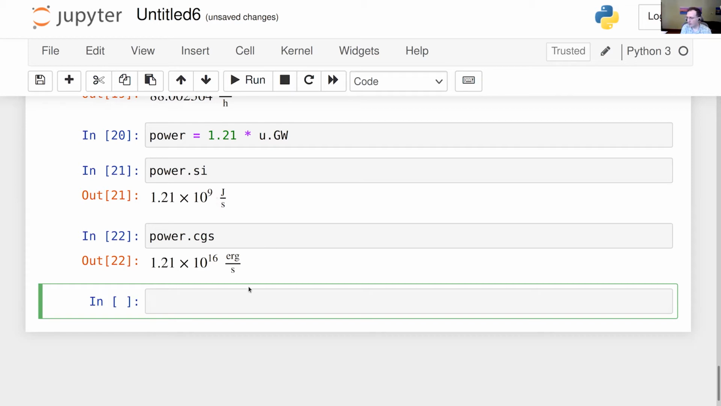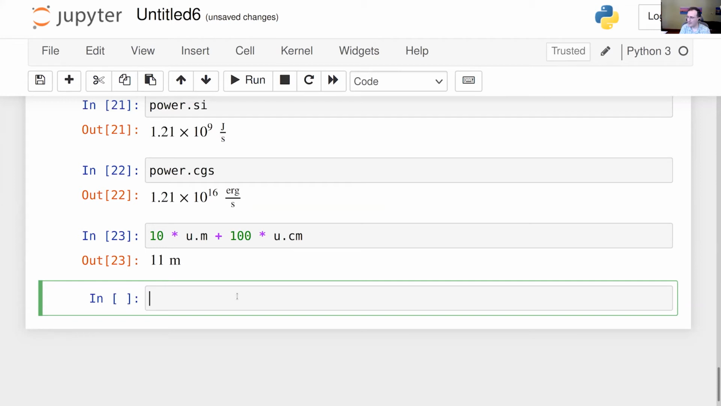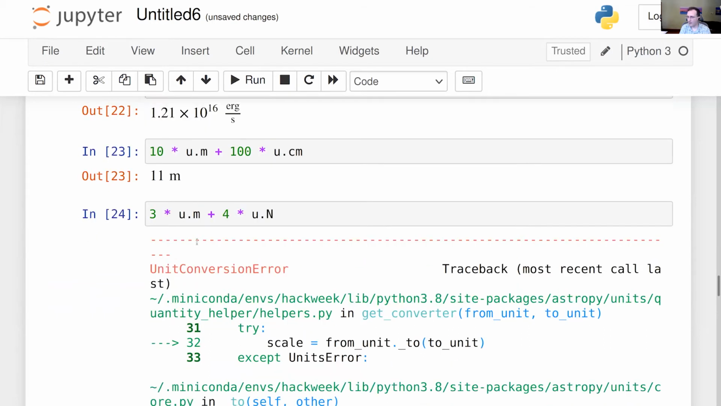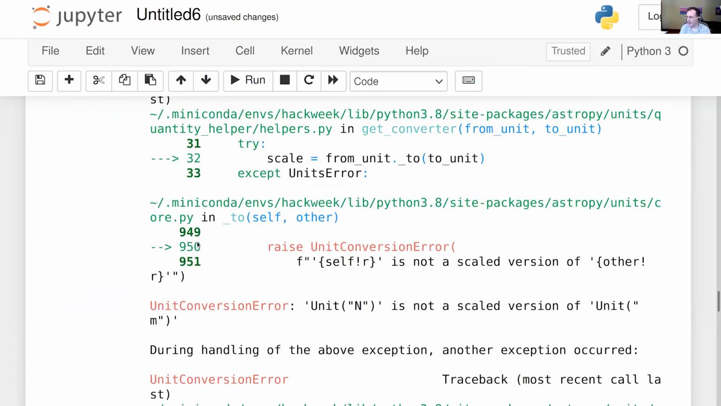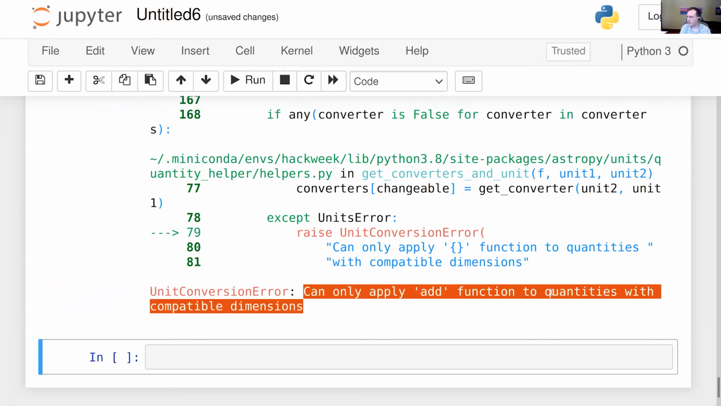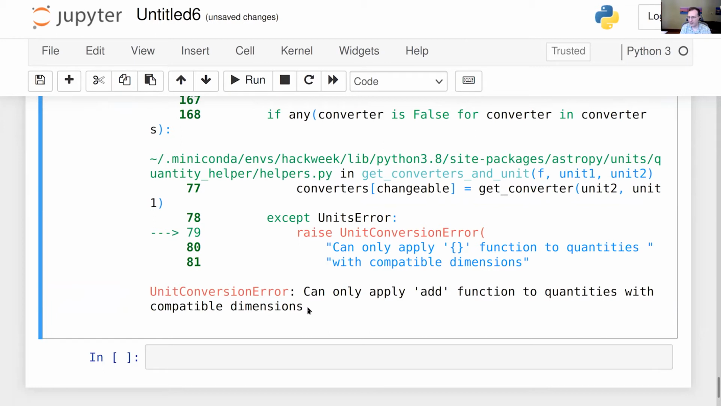Astropy.units will also take care of unit conversion. So we do something like 10 times u.m, 10 meters, plus 100 times u.cm. We'll get 11 meters, which is really nice. Right. And we'll get an error if we do something like 3 times u.m plus 4 times u.N. So adding 3 meters plus 4 newtons. So we get a unit conversion error. And this also is really helpful because it acts as a check. And in this case, we're getting an error message that we can only add quantities with compatible dimensions. So we can only add a distance to a distance or a force to a force in general.